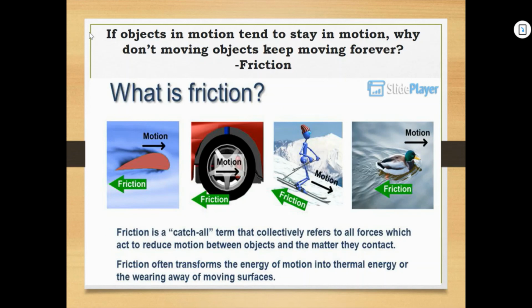Motion of friction, you have different types, right? And it's just a catch-all term that collectively refers to all the forces which act to reduce motion, right? Basically, it's the things here on Earth that slow objects down and eventually stop them. And like it says on the bottom, it transforms the energy of motion into thermal energy. And this makes sense. Thermal energy means heat, right? So again, if you slide on carpet, you are going to get that rug burn and it's going to feel hot, and it's because of that thermal energy.